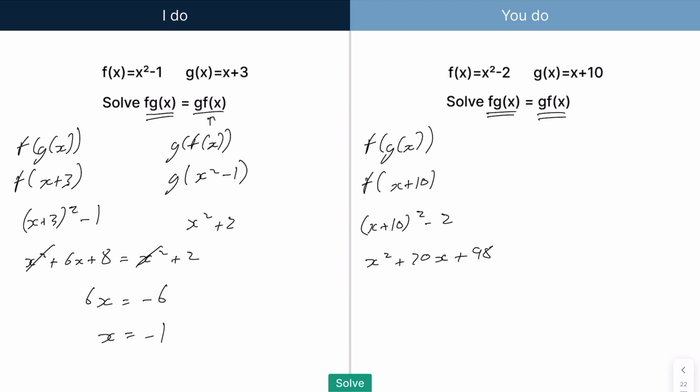So that'll be 100 minus 2 will give you the 98. Awesome. g of f of x and into g. Again, that just becomes plus 8 when we simplify that.